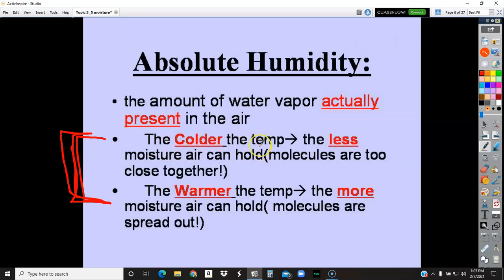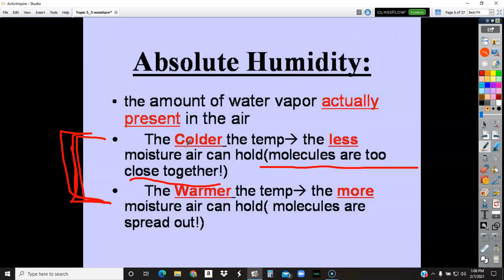Now this goes back to some things we've talked about a little bit, but let's go over it again. Colder air is heavier, more dense, and so cold air, the molecules are too close together. And so if you have air that's cold, it can't hold moisture, right? And that's why I was saying, and especially in the last video, cold and dry go together.